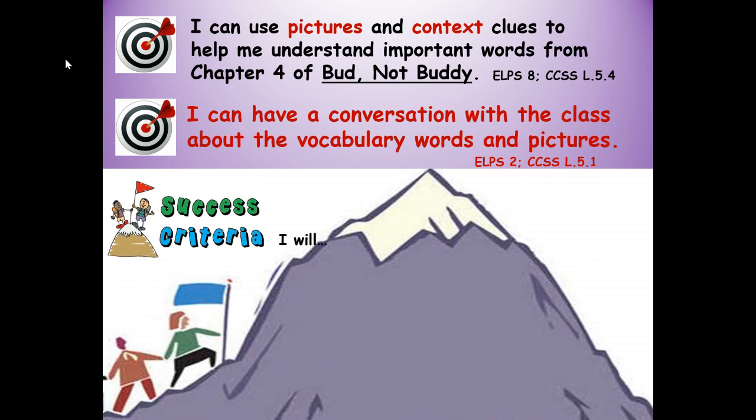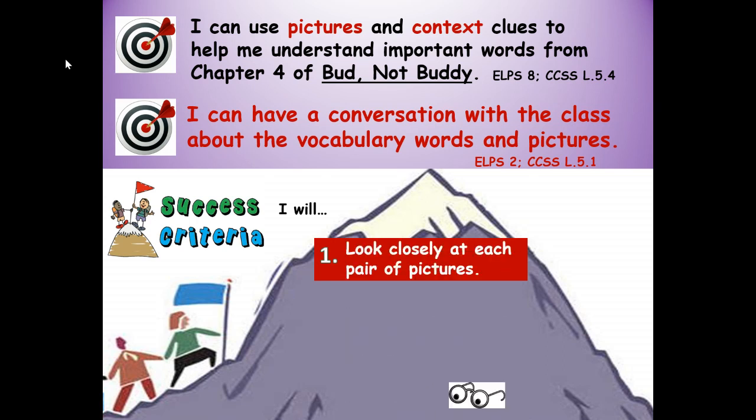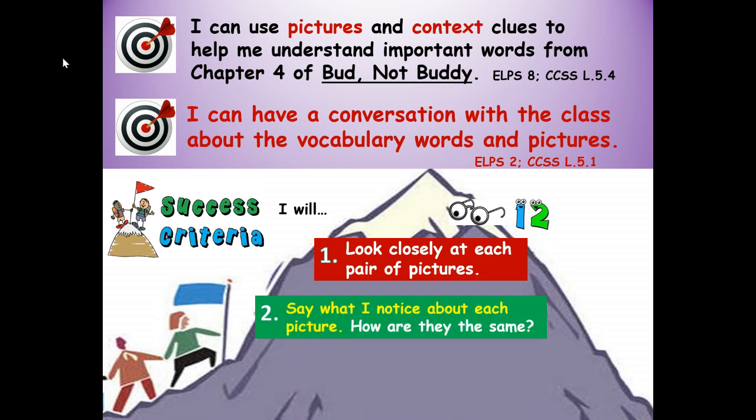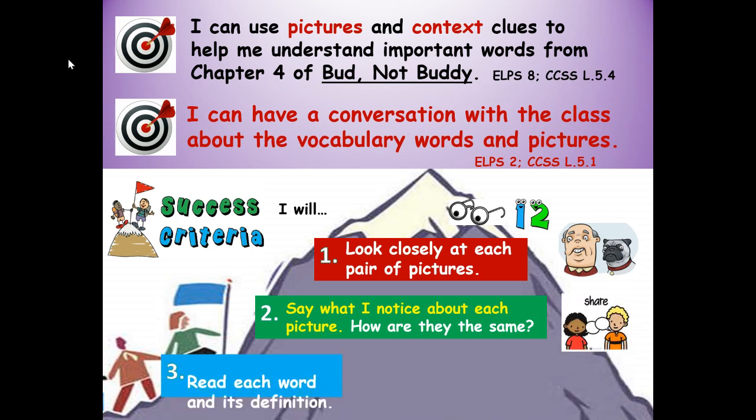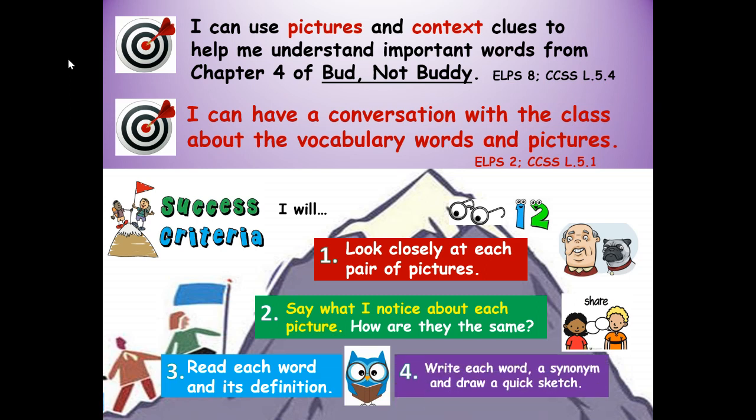Here's our success criteria. How will you know you're successful? Here are our steps for success. Number 1, I will look closely at each pair of pictures. 2, I will say what I notice about each picture. How are they the same or similar? 3, read each word and its definition. 4, write each word, a synonym or a short definition, and draw a quick sketch.